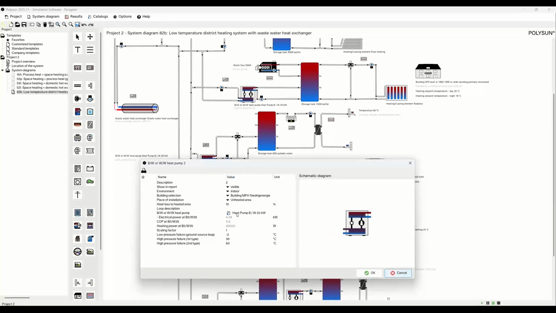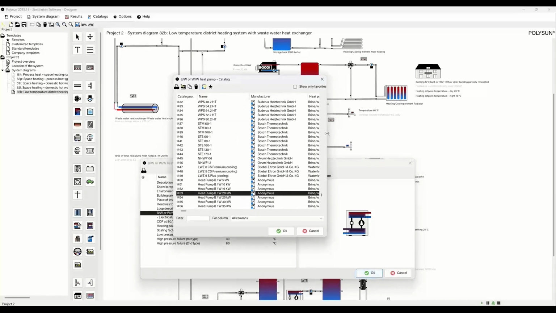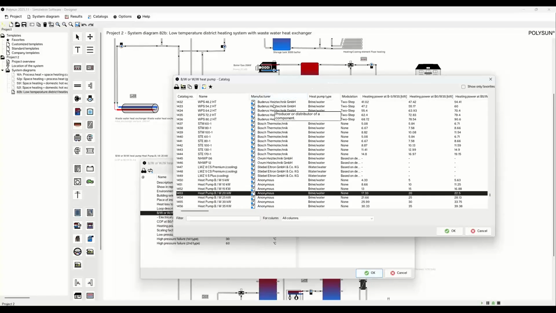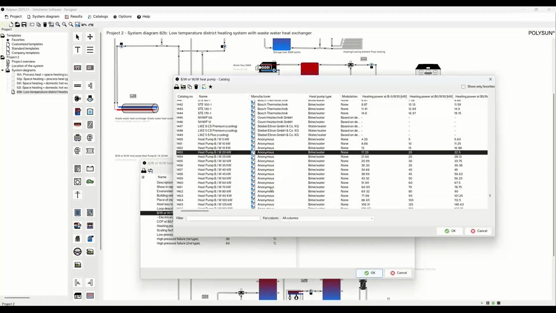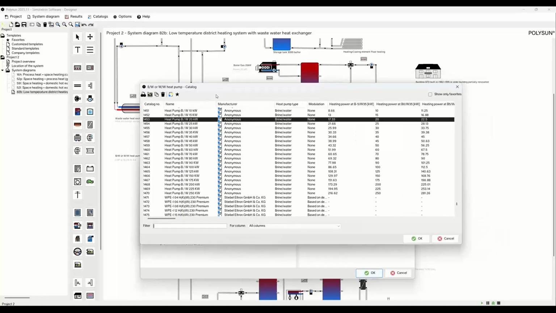So here we can go into the catalog of the heat pump, and you can see there are a lot of different manufacturers. So there's a lot of data already in Polysun, different components. There are also anonymous heat pumps. Here you can just see the power of the heat pumps in the name. And then there are two ways of defining the heat pump.